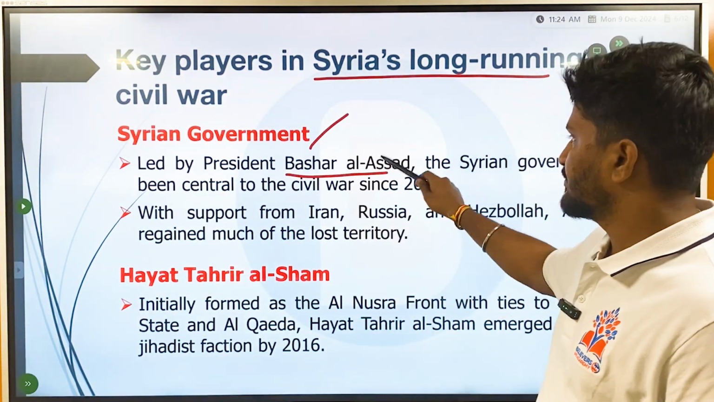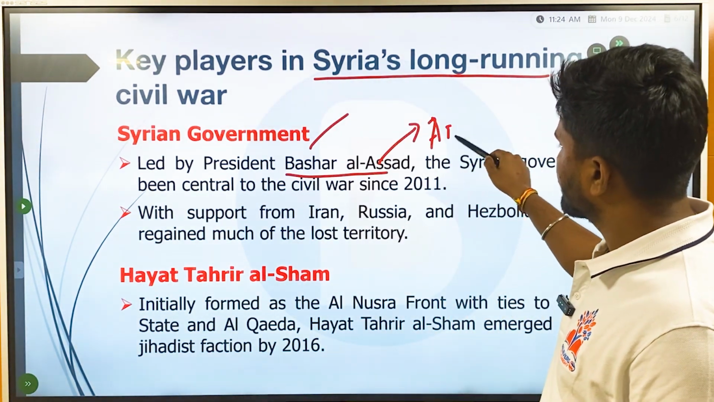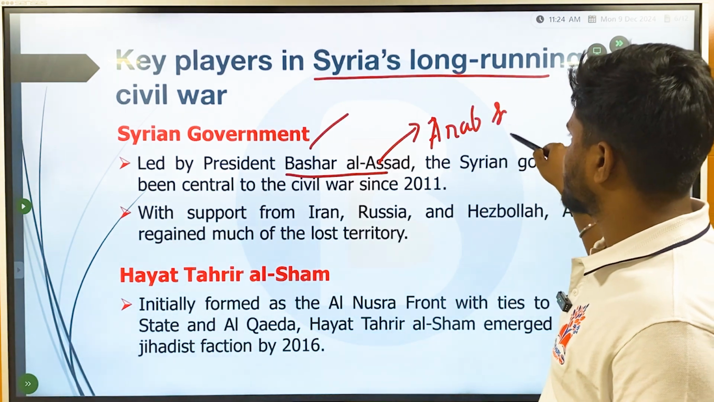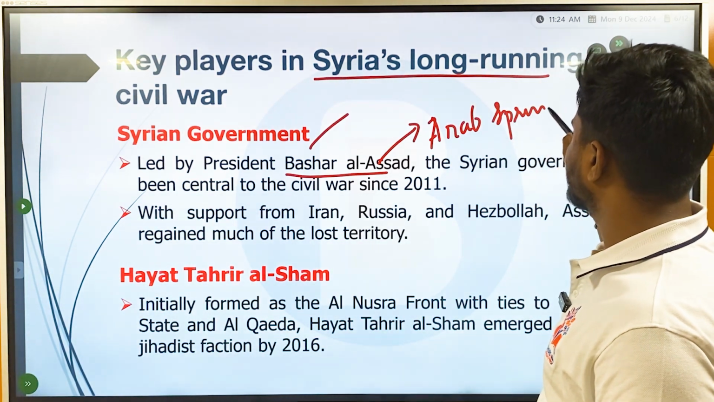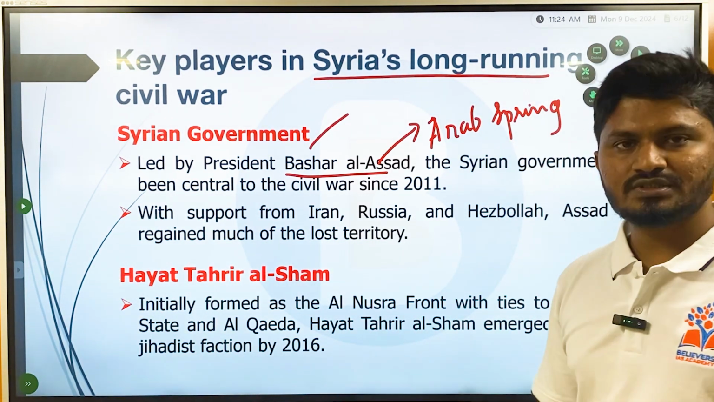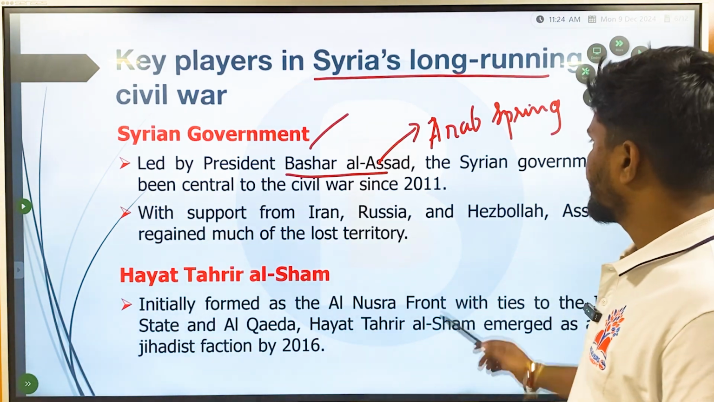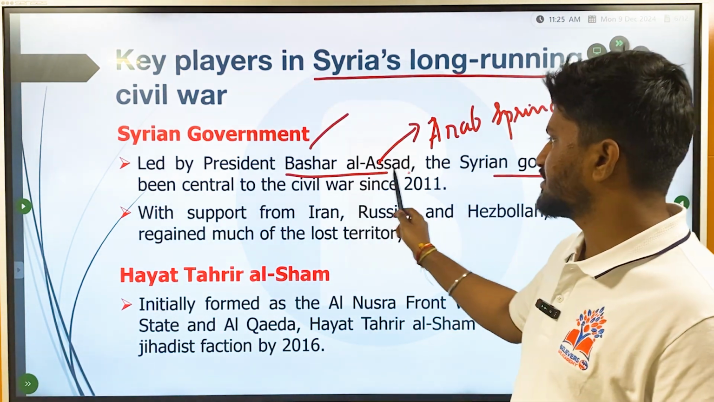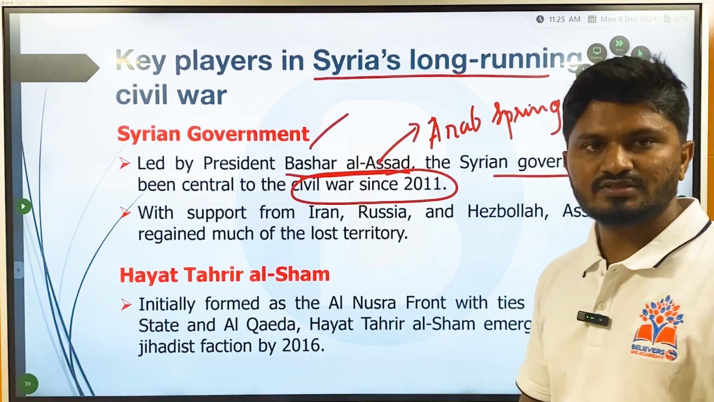Against him there was the Arab Spring. People consider him to be a dictator. He has been in power since 2000. The Syrian government has been central to the civil war since 2011. So the Arab Spring was around 2010.